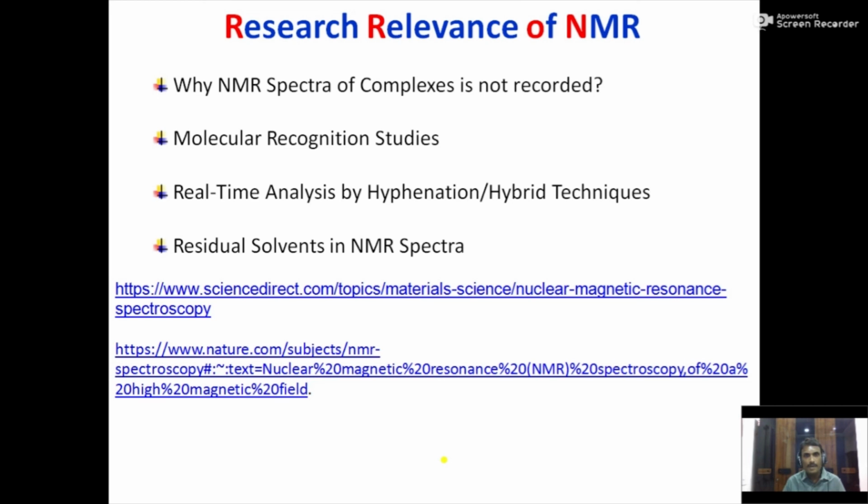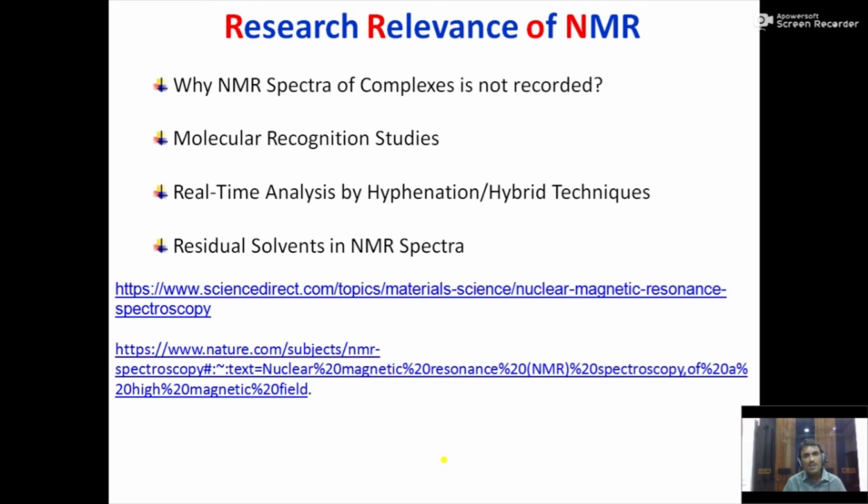Regarding the research relevance of NMR, I have told you that you don't have to record the NMR spectra of complexes, especially complexes of transition metals. The NMR spectrum of transition metal complexes is broad, similar to quadrupole nuclei. So it is better to study metal complexes with UV-visible spectrophotometry as well as IR spectrophotometry.